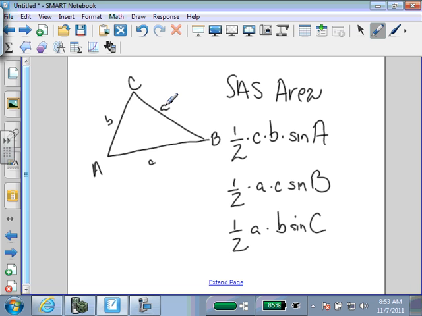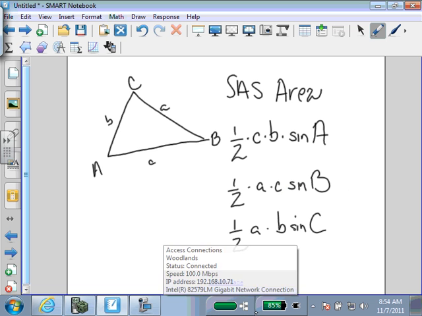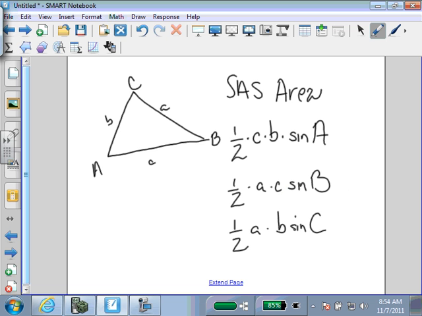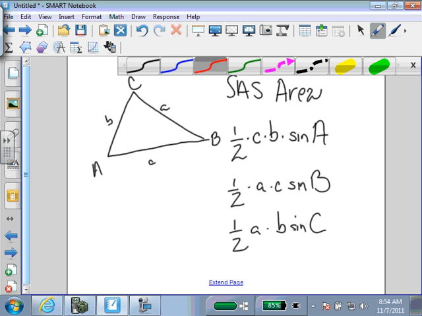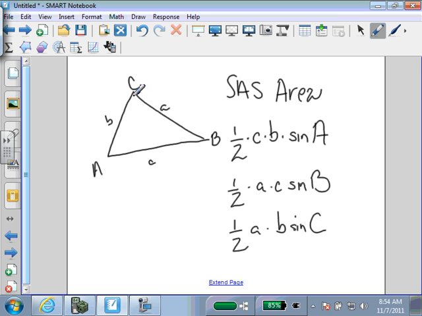The formula looks a lot like 1/2 base times height: 1/2 C times B times the sine of angle A, 1/2 A times C times the sine of angle B, or 1/2 A times B times the sine of angle C. And where that's coming from is a small bit of trig. I can show one of them.